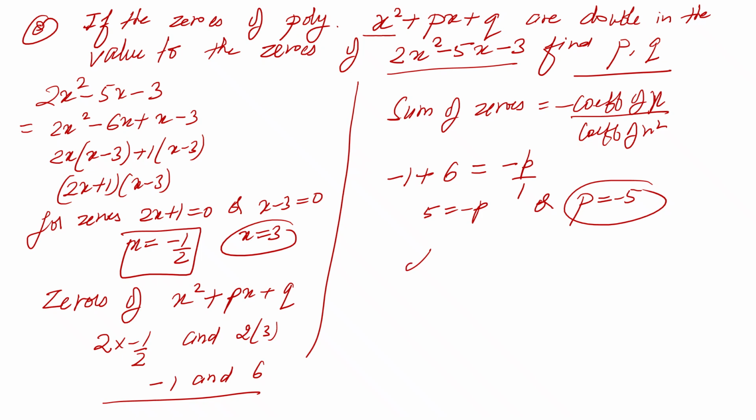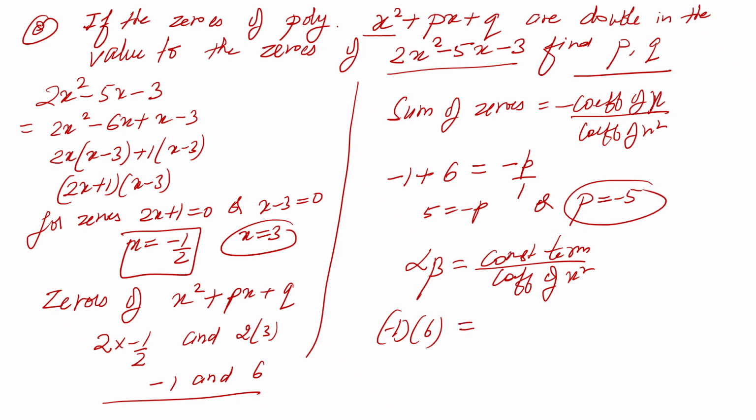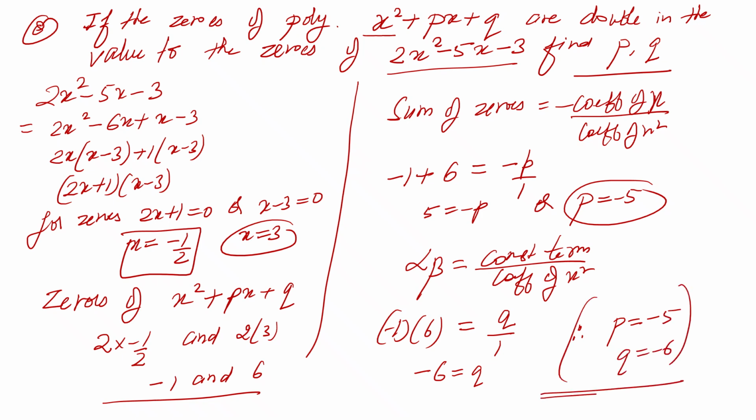सेकेंड चीज क्या है कि product of zeros अल्फा इंटू बीटा क्या होता है? Constant term divide by coefficient of x square. So alpha into beta क्या हो गया, minus 1 into 6. So this is equal to constant term which is equal to q upon 1. So minus 6 equals to q. So therefore your p is minus 5 and q is minus 6. So these are the correct answers.